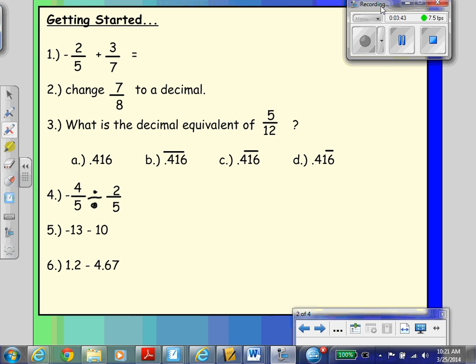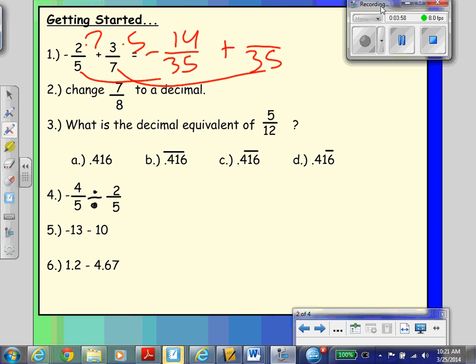Right here, we need a common denominator of 35 on both of them. We know 5 goes into 35, 7 times. 7 times 2 is 14. 7 goes into 35, 5 times. 5 times 3 is 15. Subtract 15 and 14, you get 1/35 because 15 is larger than 14.